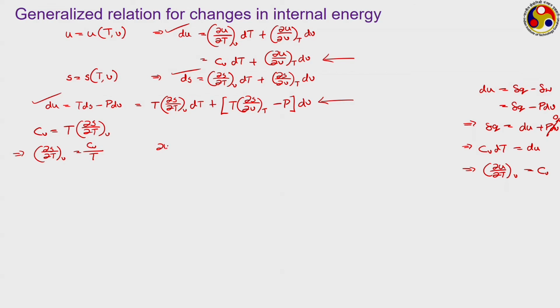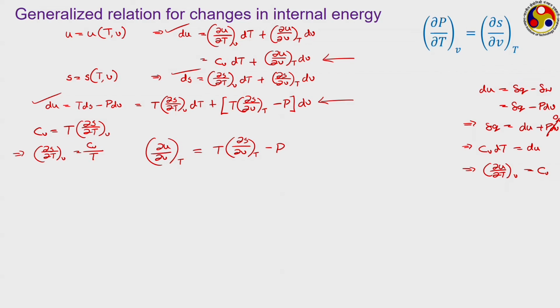So, we have (∂u/∂V) at T, that is equal to T times (∂s/∂V) at T minus P. Now, we make use of this particular Maxwell's relation, and accordingly we can substitute this (∂s/∂V) at T as (∂P/∂T) at V minus P. So, combining this with the original expression, we now have du equal to Cv dT plus [T (∂P/∂T) at V minus P] dV.